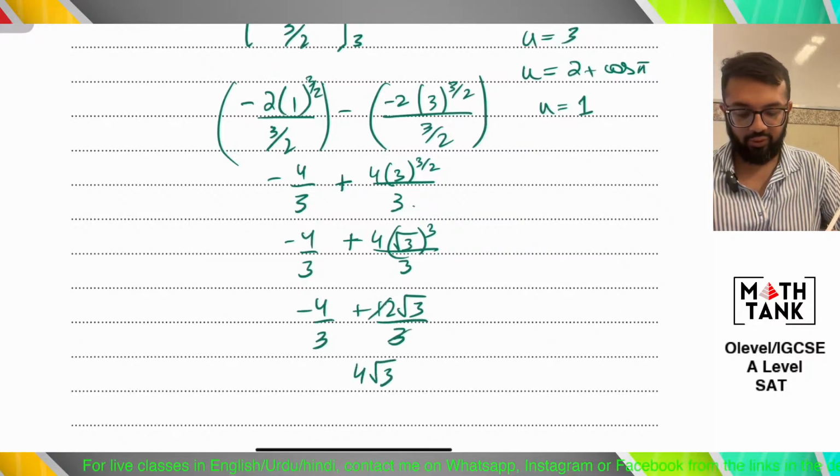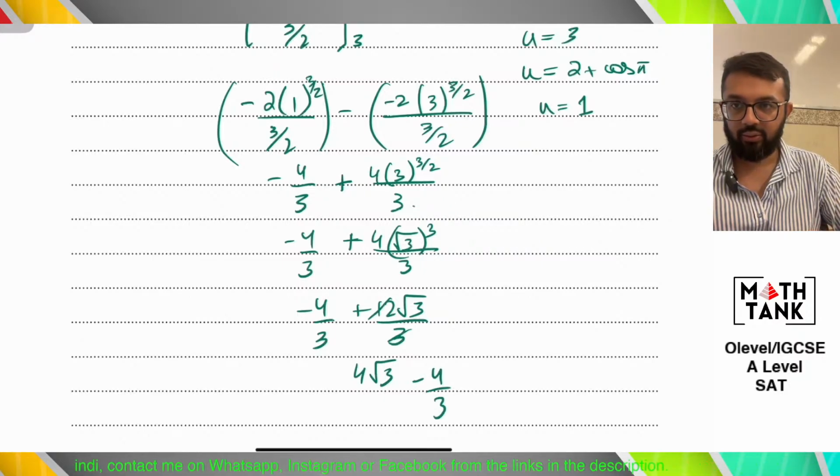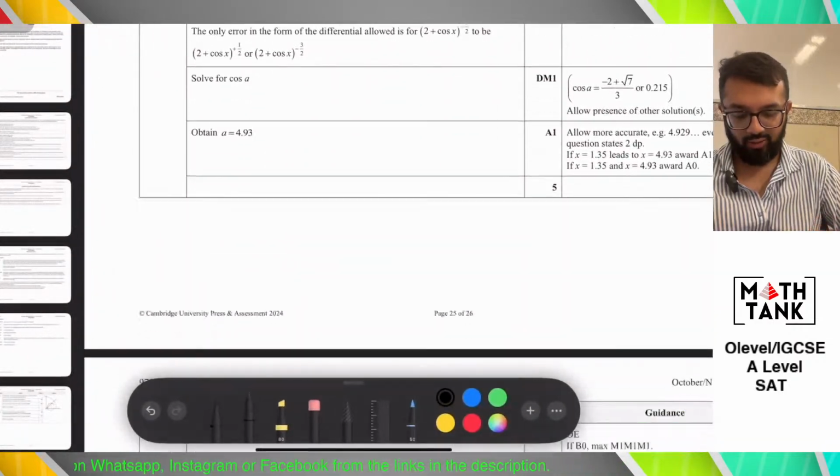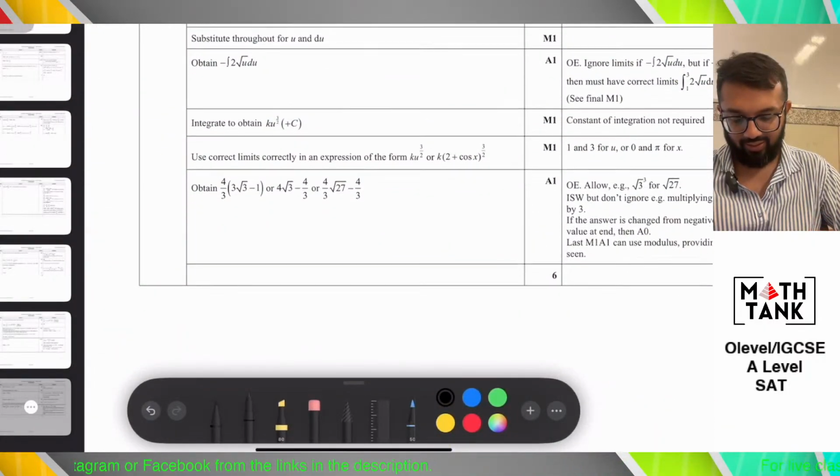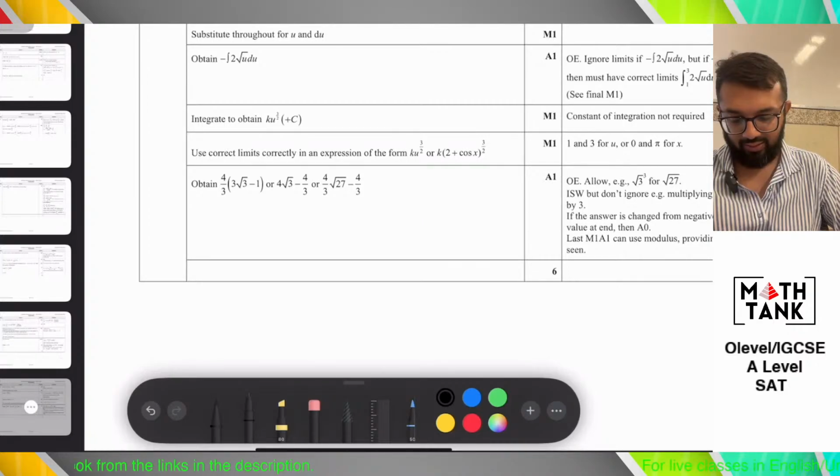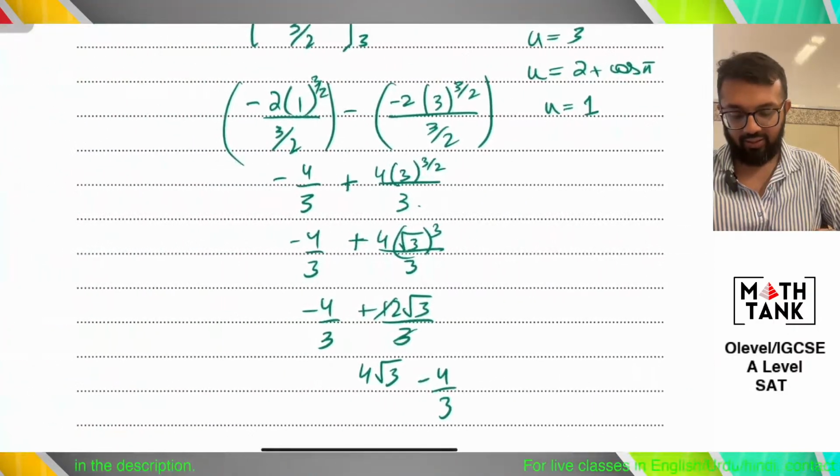That's 4 root 3 minus 4 over 3. Ali, just use your calculator, that's the easy way out. Yeah, it's fine.